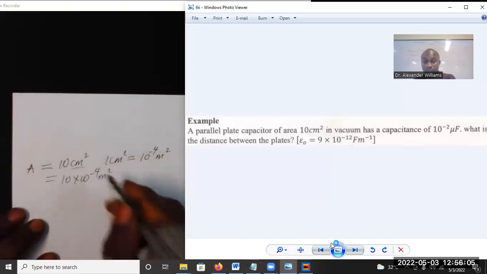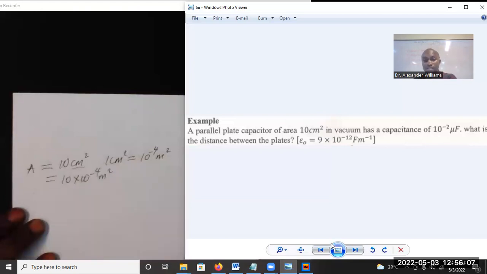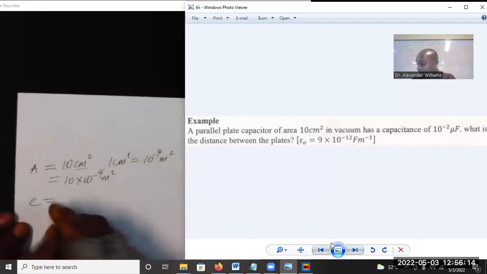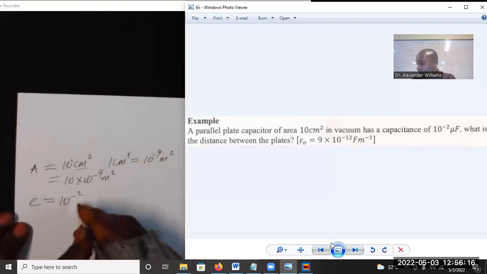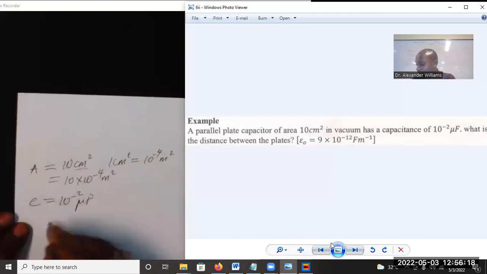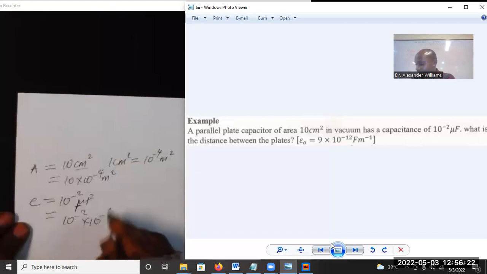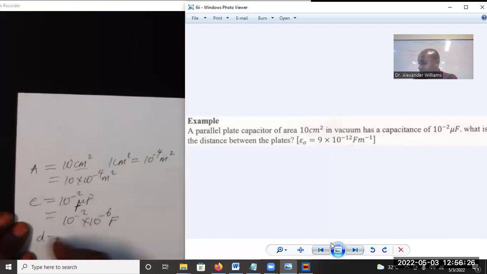Let's convert that. So a parallel plate capacitor of area 10 cm square in vacuum has a capacitance C given as 10 raised to the power minus 2 microfarad. We have to convert that, 10 raised to the power minus 2 because of this micro here, times 10 raised to the power minus 6 farad. What's the distance between the plates? We're looking for D.